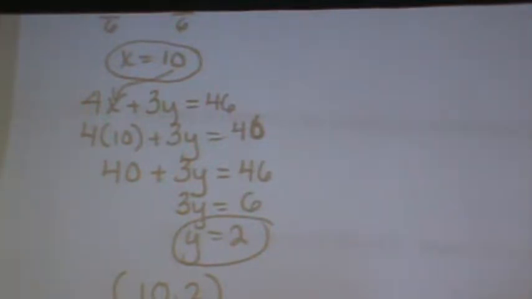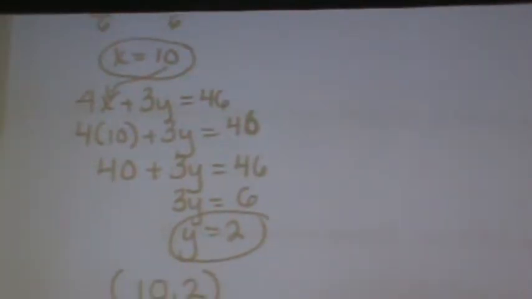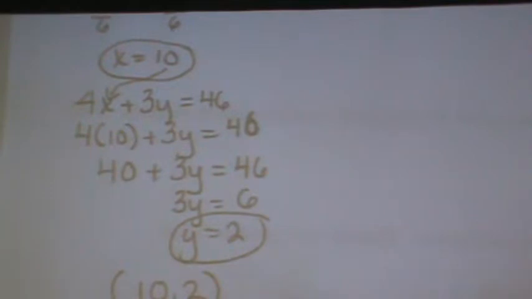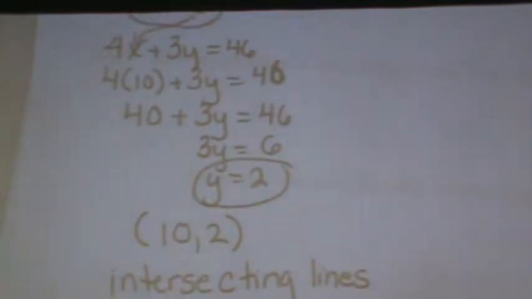Are they independent or dependent lines? Independent. They have a different slope, different y-intercept. Now, when you get an answer, when you get the two lines to crash and collide and intersect, we have an answer. It's a consistent system.